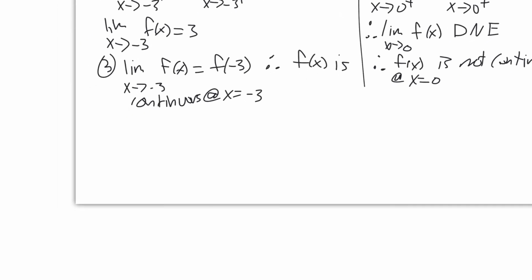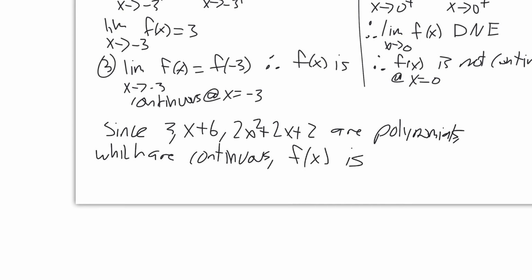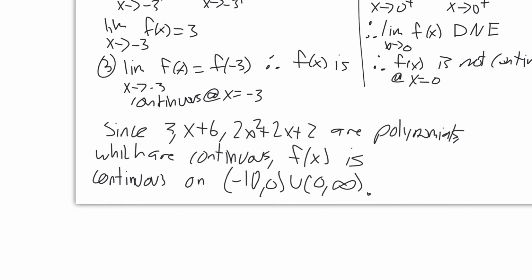But we'll go ahead and mention our conclusion. Since 3 and x plus 6 and 2x squared plus 2x plus 2 are polynomials, which are continuous, f of x is continuous on the rest of it. So negative 10 to 0, union 0 to infinity.